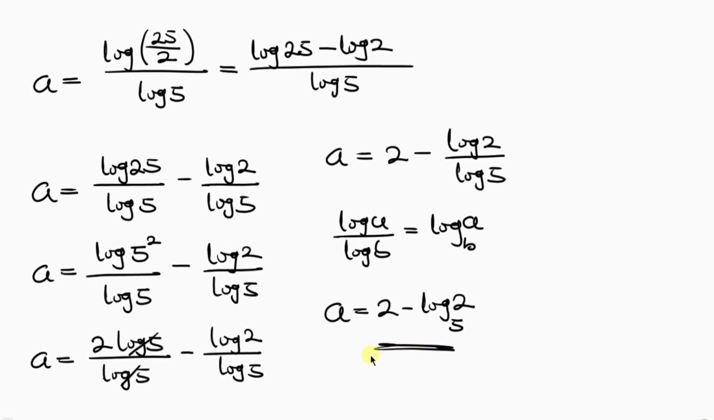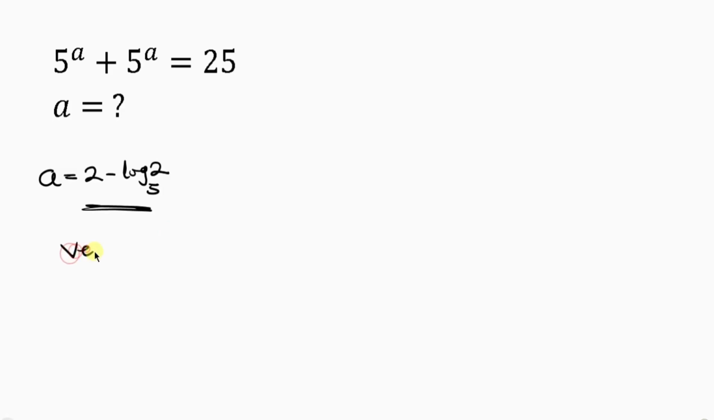Now let's verify. Now this is our given question. We're told that the left hand side gives 25 on the right hand side. So we're going to be substituting the value of a here to see if we're going to be having 25. So this is 5 to the power of a. A is 2 minus log 2 base 5 plus this is 5 to the power of a. A is 2 minus log 2 base 5.